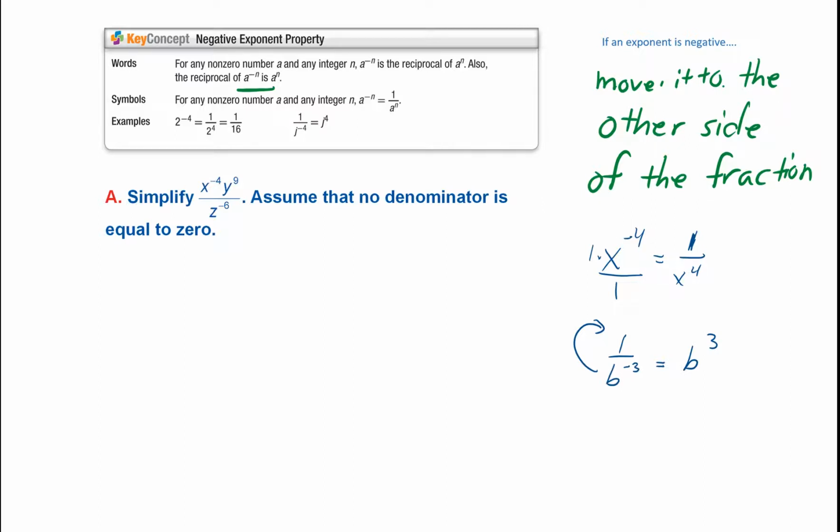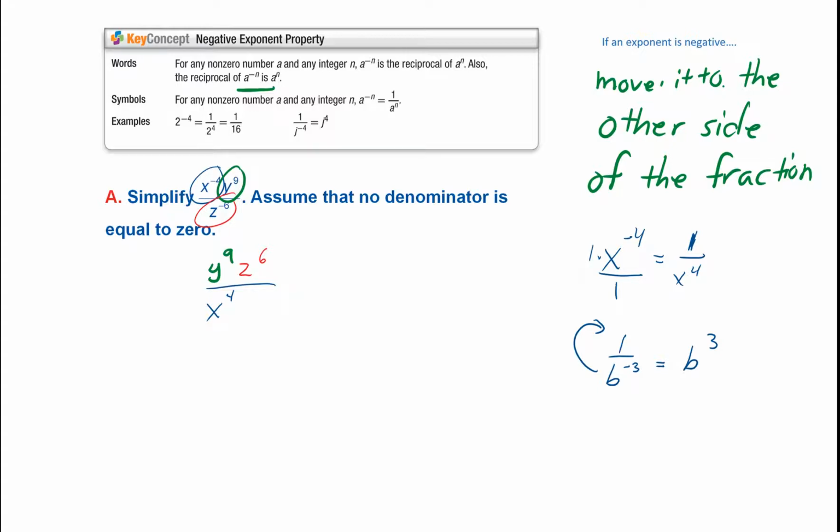Simplify x to the negative 4, y to the 9th, z to the negative 6. When we're simplifying and we start throwing in all different properties into our problems, deal with the negative exponents first. That often helps things out. So x to the negative 4th, well, that means my x goes down low. y to the 9th, nothing to do there. All right. z to the negative 6, well, throw it to the other side of the fraction, and it becomes positive. So I have z to the 6th.